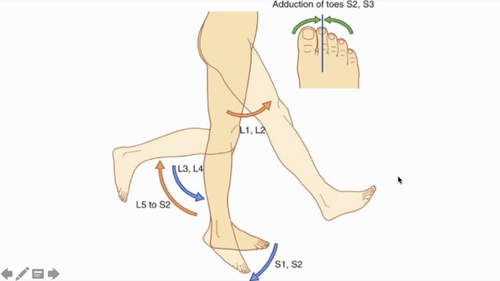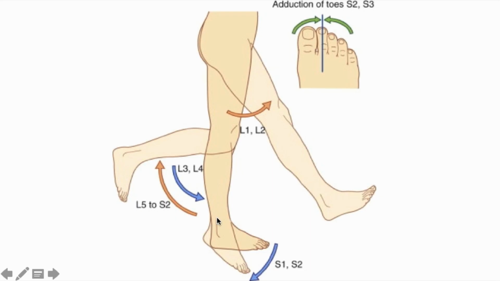Movements are generated by myotomes. So we had dermatomes, now these are myotomes. Flexion of the hip, bringing the leg or lower extremity forward, is primarily controlled by L1 and L2. Extension of the knee is mainly controlled by L3, L4. And if you tap on the patellar ligament, that predominantly tests L3, L4 as well. And knee flexion is controlled by L5 to S2.